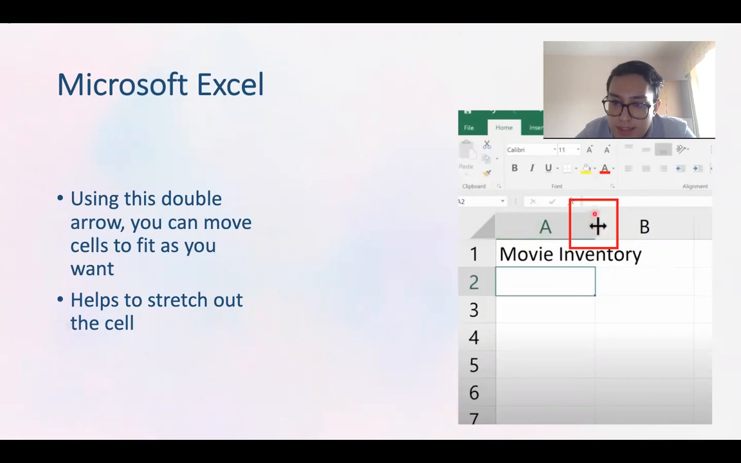So what you can do is bring your mouse to the border between cell A and cell B. Then you will see this double arrow and you can move it to extend the cell. You can extend this cell to be longer, so the whole word will fit into one cell. Using this, you can make the cell bigger or smaller.